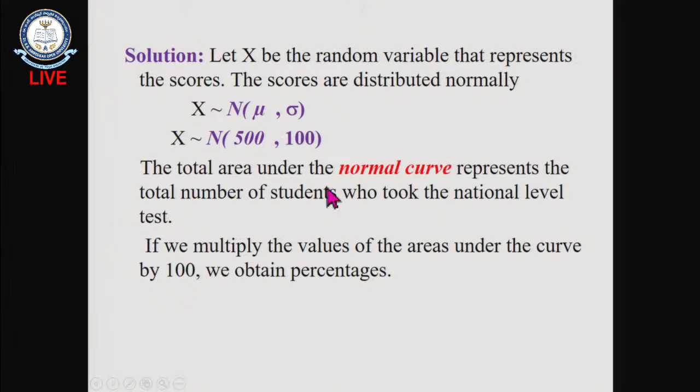The total area under the normal curve represents the total number of students who took the national eligibility test. So if we multiply these values of area under the curve by 100, we will obtain the percentage.